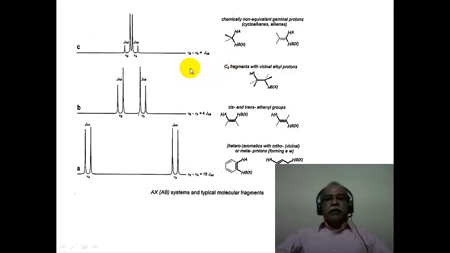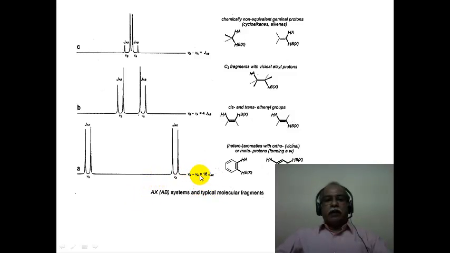Now, the variation of delta delta with respect to the J value is what is represented here. In the first example, the top example, the difference in the chemical shift value is equal to the J value. In the second example, the difference in the chemical shift value is about 4 times the J value. In the last example, which is almost close to a first order kind of a system, the difference in the chemical shift value is 16 times the J value.